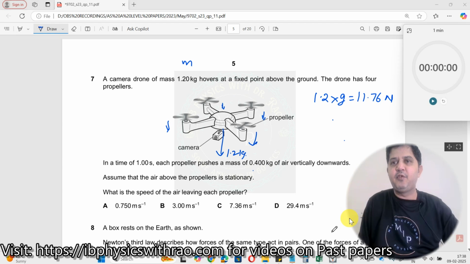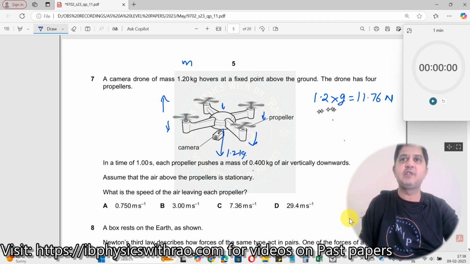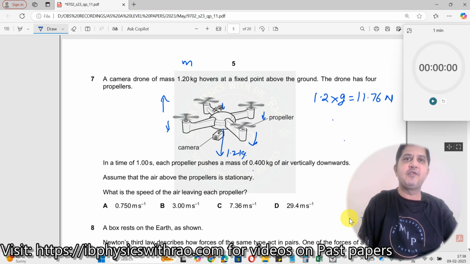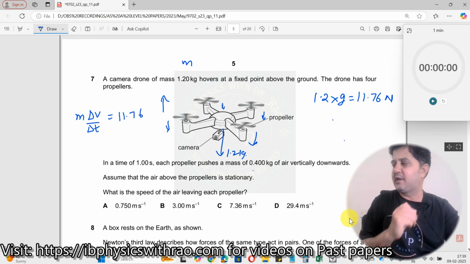Now, because the air has been pushed downwards, it is able to float there, which means there's an upward force acting. Now he is asking with what velocity should this push so that it is able to have an equilibrium. The upward force given by it will be equal to m into delta v divided by delta t. What is delta v by delta t? Acceleration. M into a is nothing but force. Now this should be equal to 11.76. That is what is known to us.